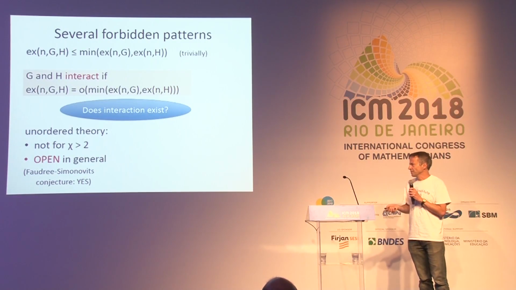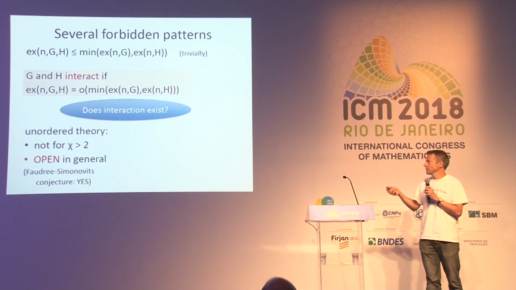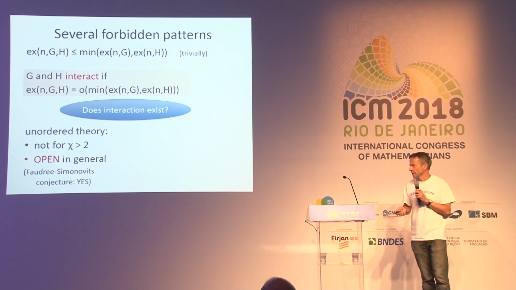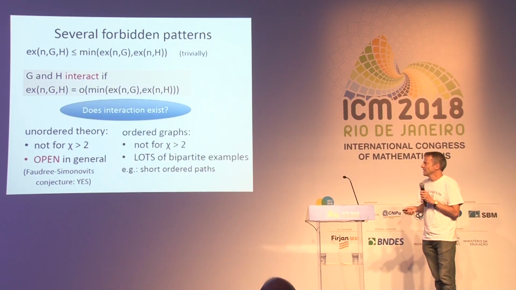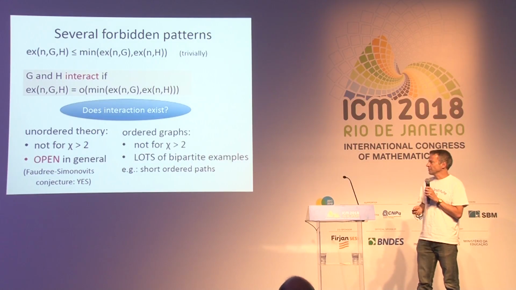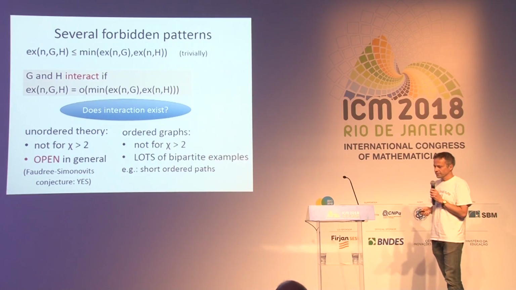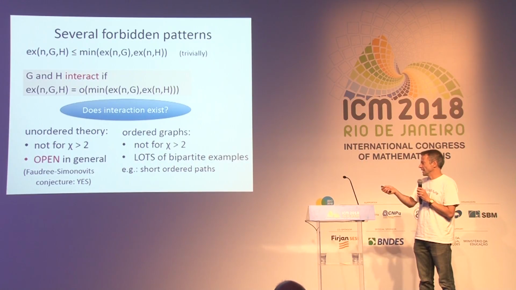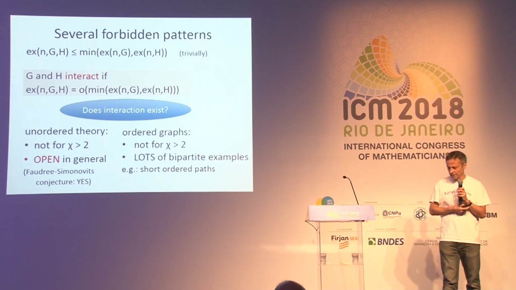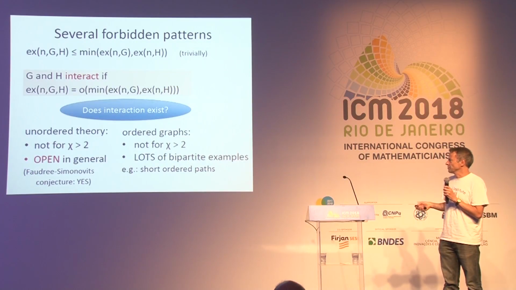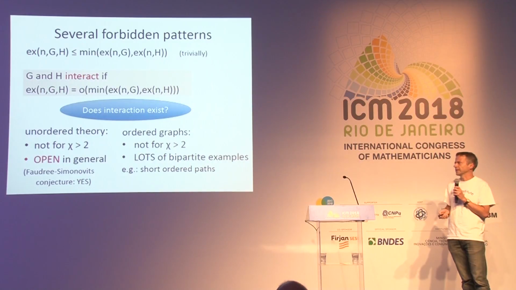But it's open in general, and it was conjectured both ways. For a while people thought that maybe there is no interaction at all, and now Füredi and Simonovits conjectured the opposite. But for ordered graphs, the situation is different. The ordered version of the Erdős–Stone–Simonovits theorem tells you that this thing does not happen with graphs that are not bipartite.